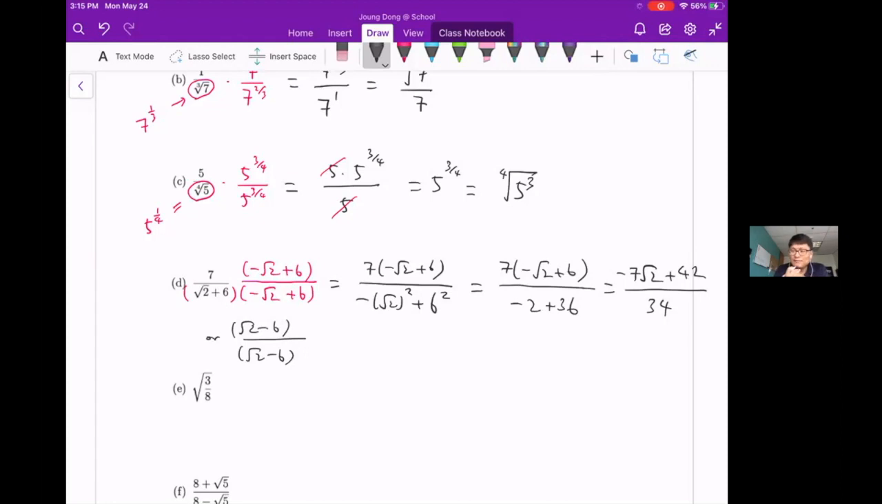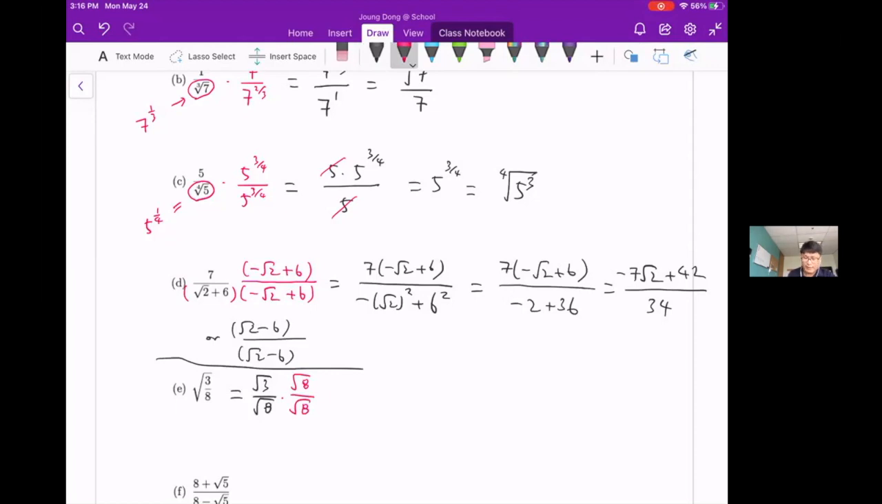What about E? It looks a little bit different, but nothing different. That big square root of 3/8, as I told you, is a power of 1/2, and the power of 1/2 works on your numerator and denominator separately. So this can be written simply like that. Then to rationalize the denominator, we should multiply, and then you are not going to have any radical in your denominator. That is the purpose.